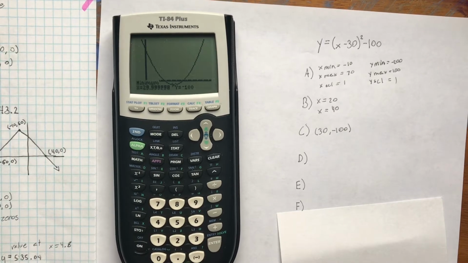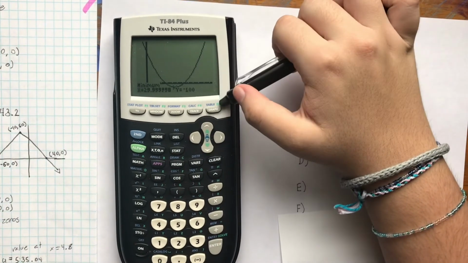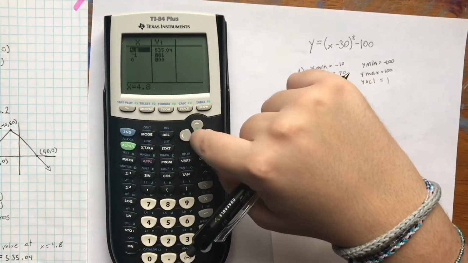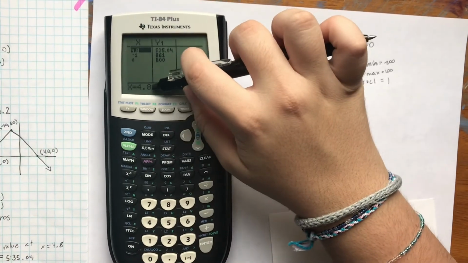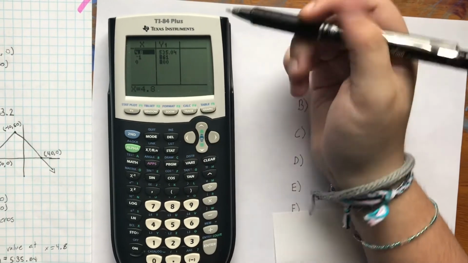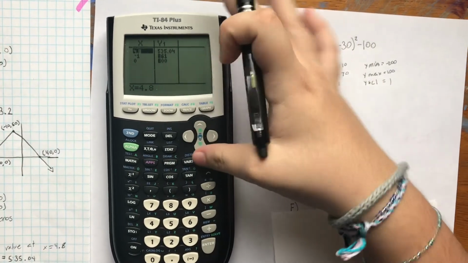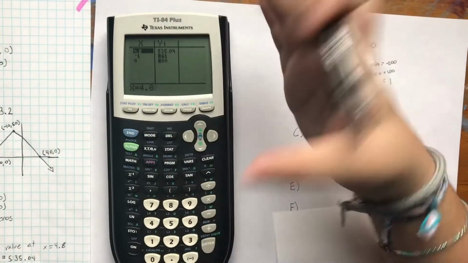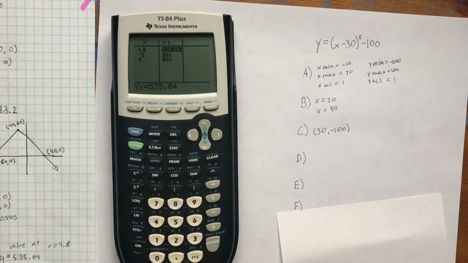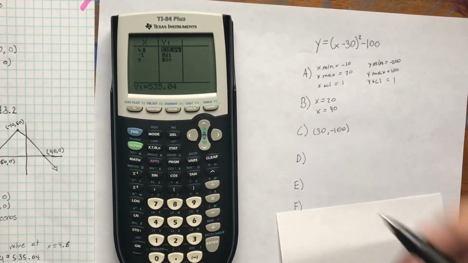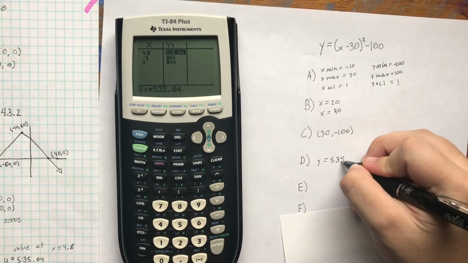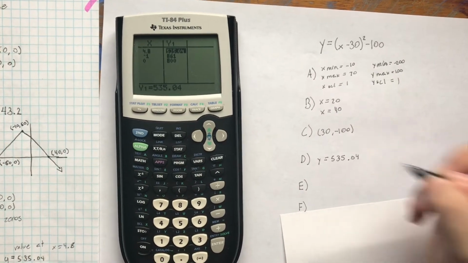So D, we're actually going to go over to the table button, which is just the second and then graph. You could see I already have it put in, but you need to enter 4.8 because we're trying to find the value of that y at 4.8. And for that, you can just do clear and then 4.8. And it'll show up right here. And so that is going to be your answer for D, which is just y equals 535.04.